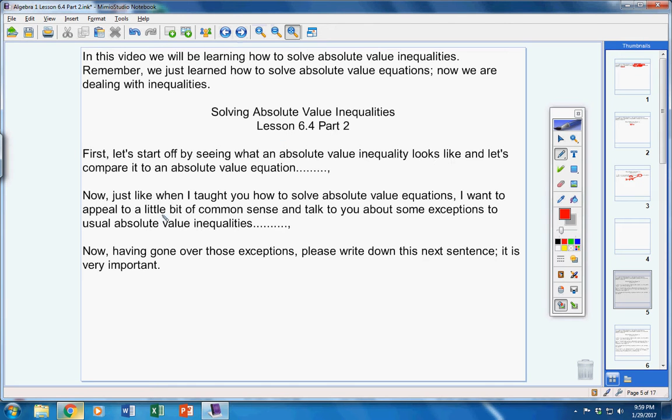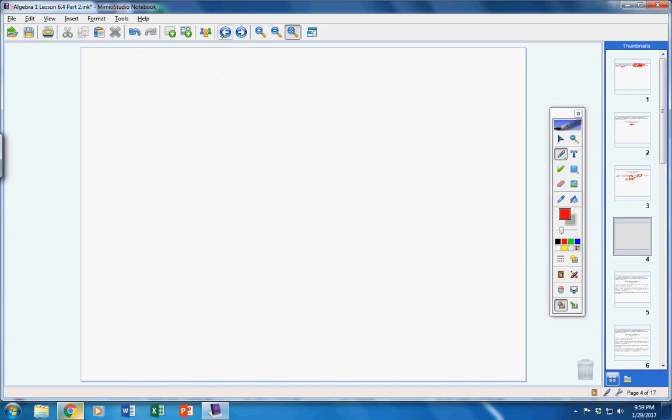Okay, now, just like when I taught you how to solve absolute value equations, I want to appeal a little bit to a little bit of your common sense and talk to you about some exceptions to the usual types of absolute value inequalities, okay? So, here we go. Let me go back a page, and here we go. Now remember, just listen for a second, take some good notes and listen. Actually, first of all, do not write this down, just listen.